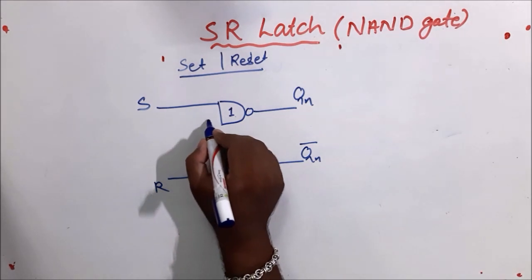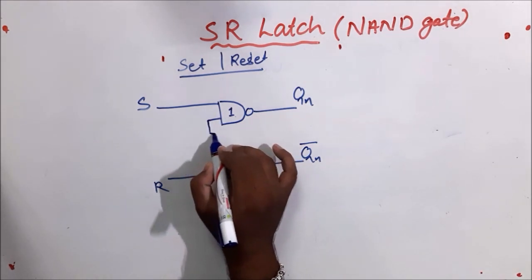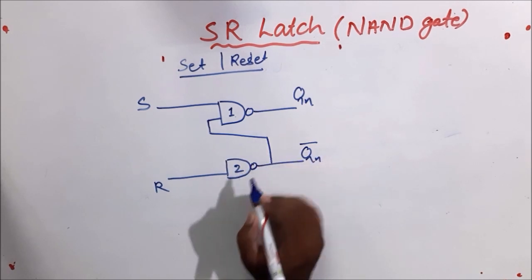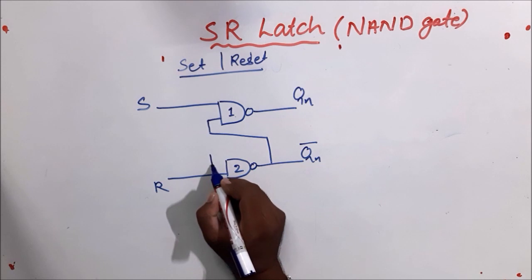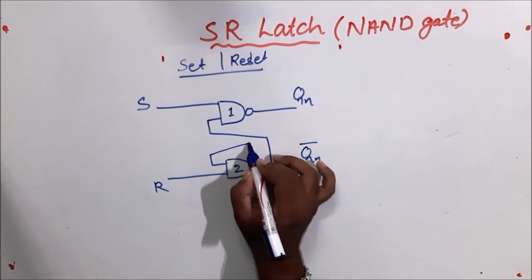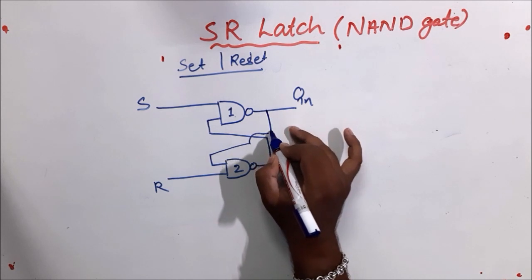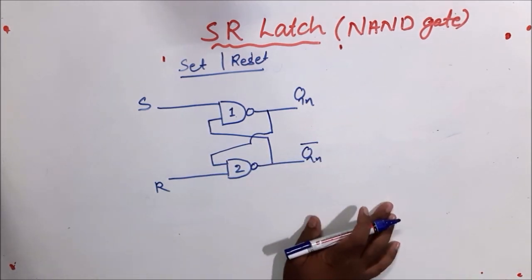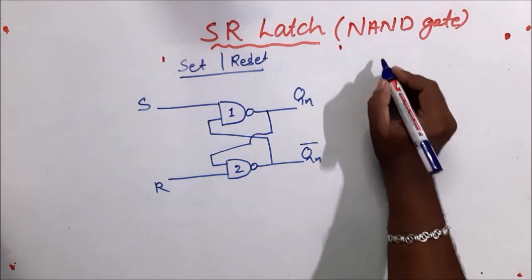Another input of gate 1 is connected to the output of gate 2, and another input of gate 2 is connected to the output of gate 1. This is the basic circuit of the SR latch. Here we'll study and design the truth table.